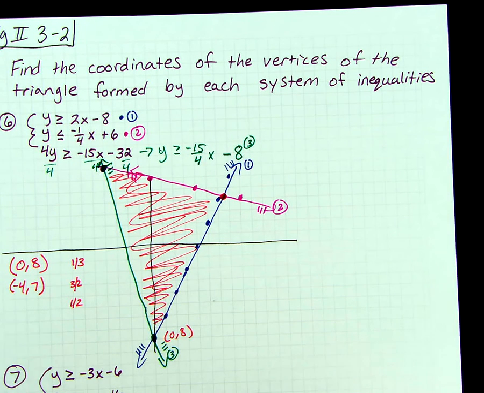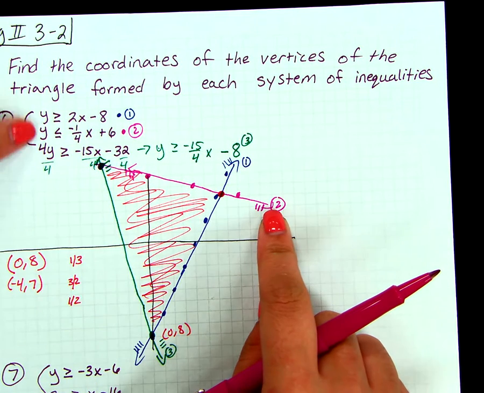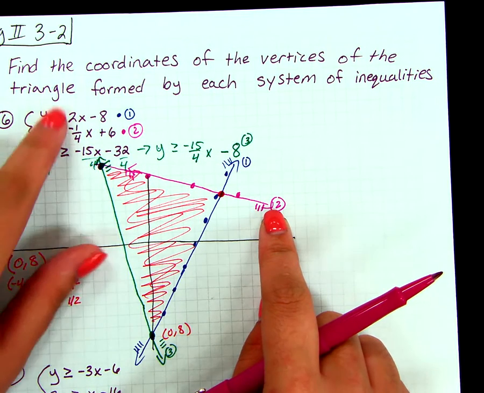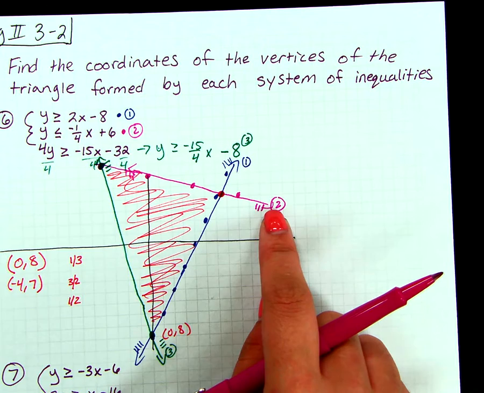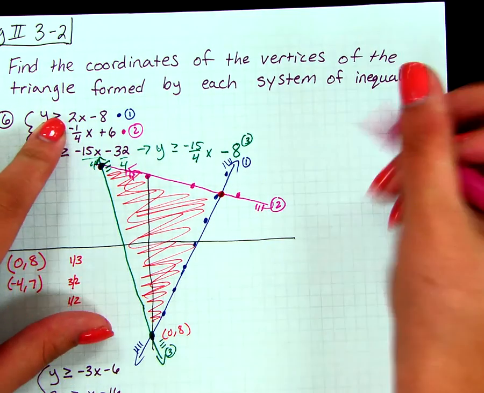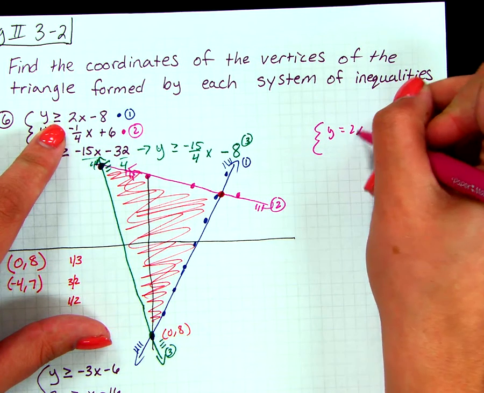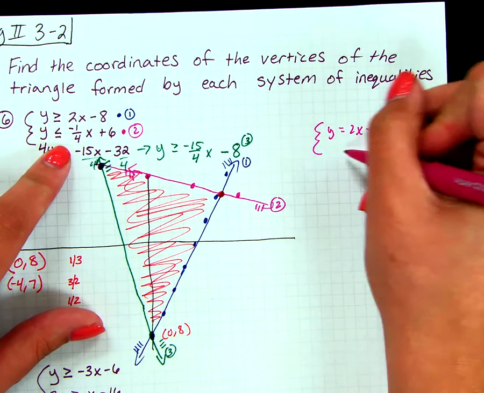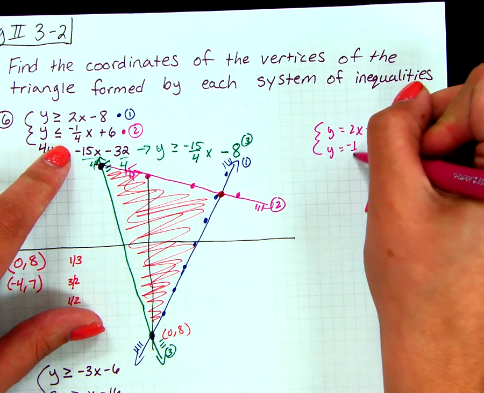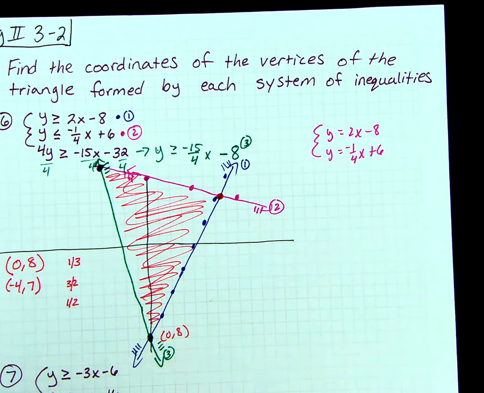is I'm going to rewrite. So again, we're trying to find it between equations 1 and 2. I'm going to rewrite these, and when I rewrite them, I'm going to use an equal sign to make it easier. Okay, so we're just trying to find the intersection. So that means that we are solving the system of y equals 2x minus 8, and then y equals negative 1/4 x plus 6.